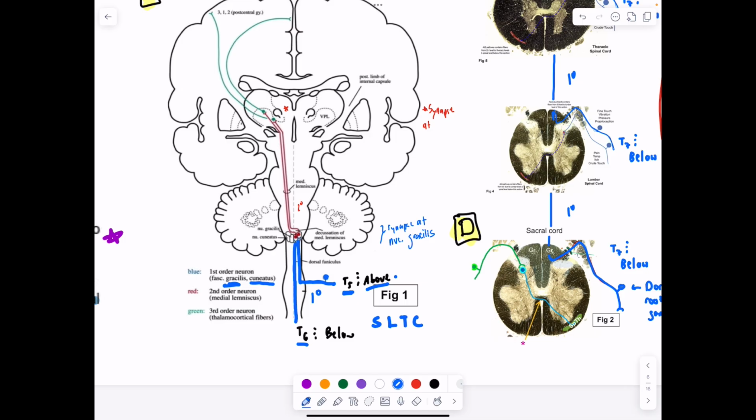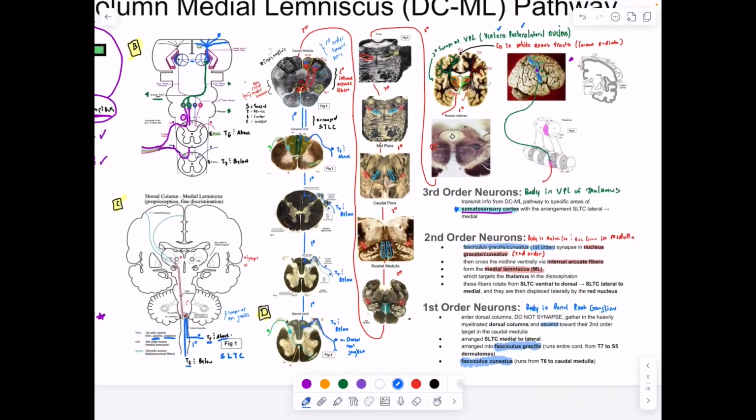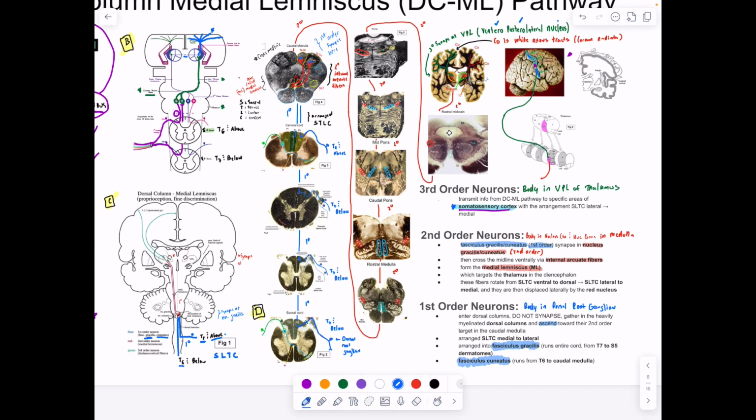And you think to yourself, where did the cuneatus first appear, right? T5. Okay, I've seen T5 and T6, so this lecture said T5. We're going to go with T5. All right, so this guy is saying what we just talked about, but again, the first order neurons are going to have their body in the dorsal root ganglion. They're going to ascend via the fasciculus gracilis and the fasciculus cuneatus.